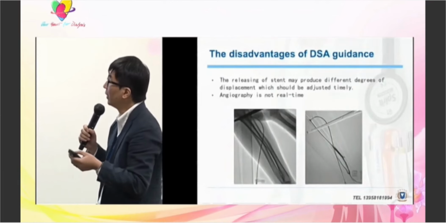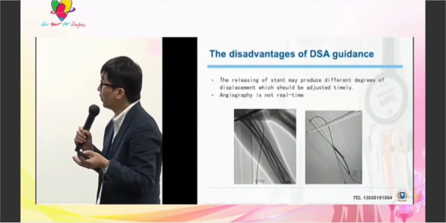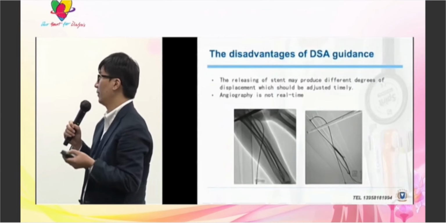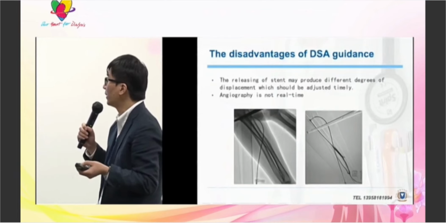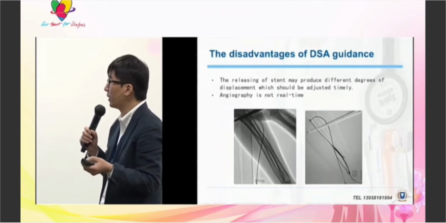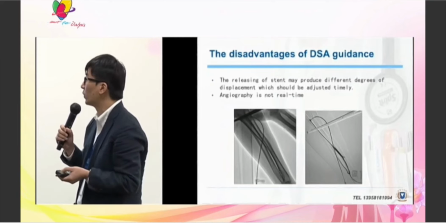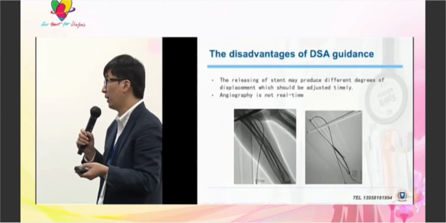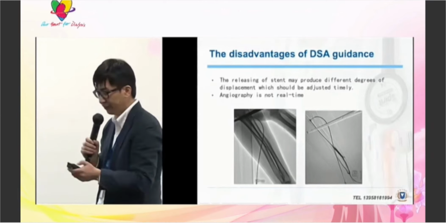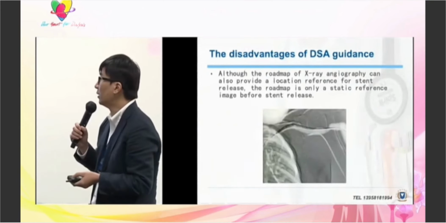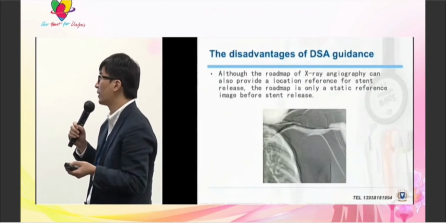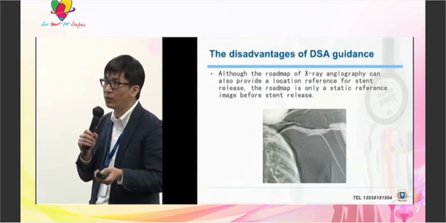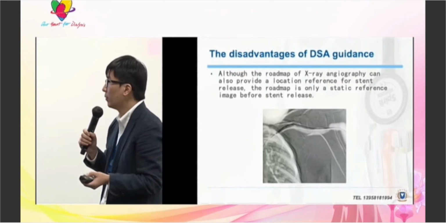Because as we all know, with DSA and X-ray, the release of the stent may produce different degrees of displacement, which should be adjusted in time. But angiography is not a real-time method. How about the roadmap? The roadmap is also a static reference image taken before the stent release. It's not a real-time tool. Ultrasound is a real-time method.